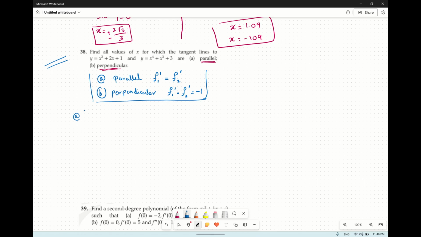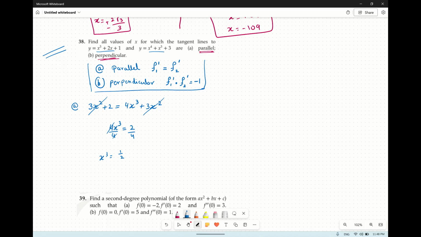So solving part A, I need to put the two derivatives equal to each other so I can know where they are equal. So if I derive the first one, I will have 3x squared plus 2 equal 4x cubed plus 3x squared. Now I solve for x. Now notice 3x squared here, 3x squared here, they will cancel. I will end up with 4x cubed equal to 2. Divide both sides by 4. So x cubed is equal to 1 over 2, because 2 over 4 will simplify.